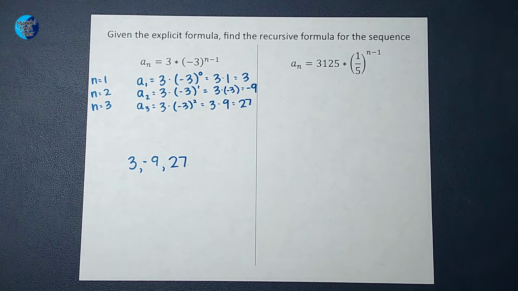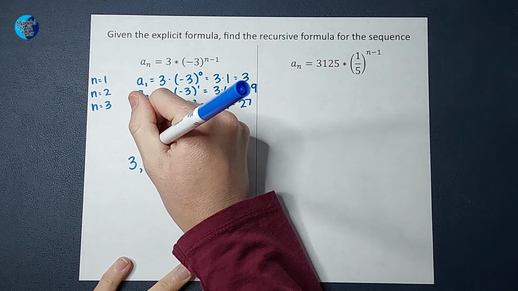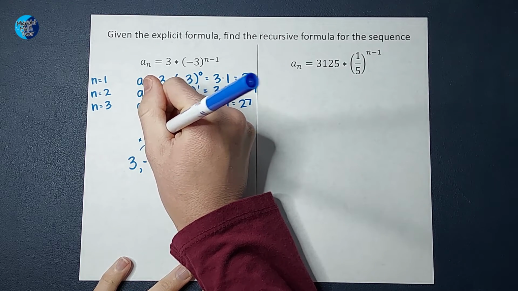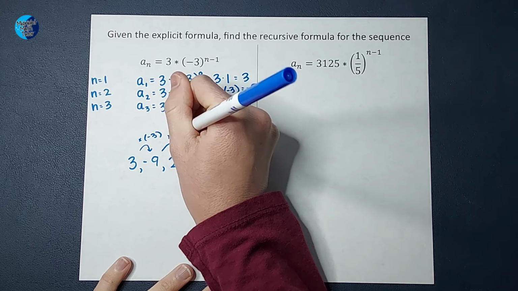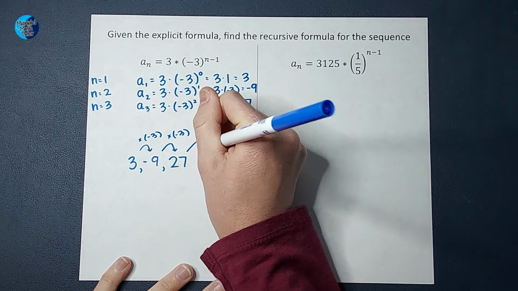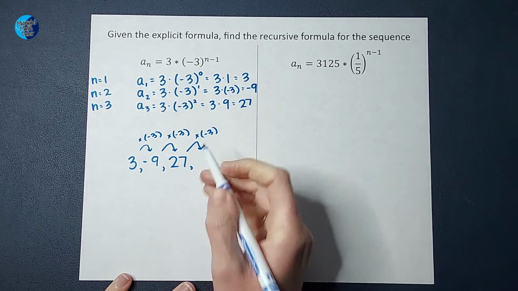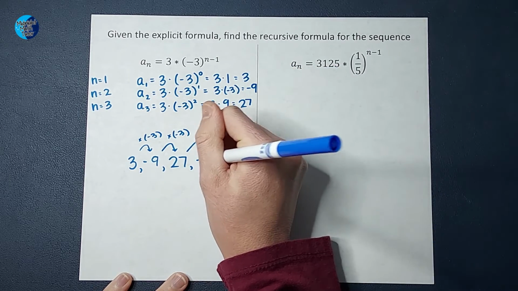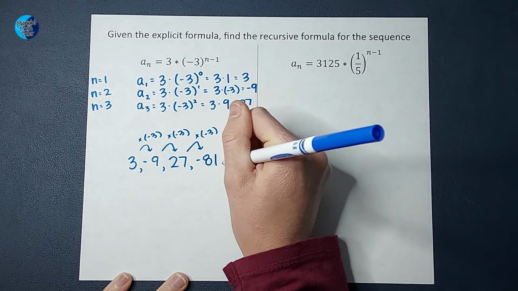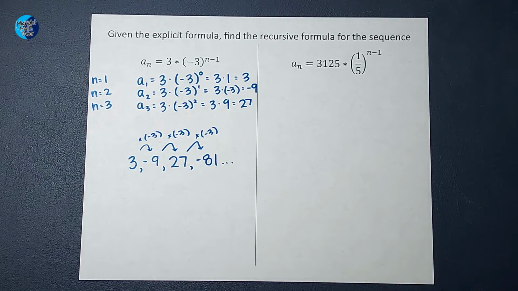All right, as you do these more and more, you're probably going to pick up on the pattern, right? We're multiplying by a -3 each time. Would you agree? So I could even find more of these now. The next one would be 27 times -3, which would be -81. And of course, I could keep going if I want to. But I'm not too concerned about finding more numbers in this sequence. What I do want to find is the recursive formula.